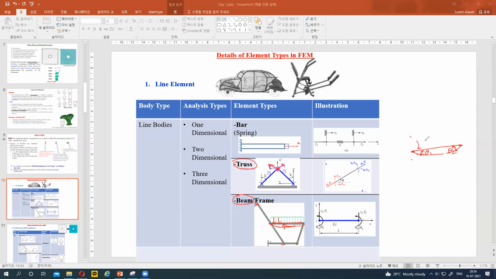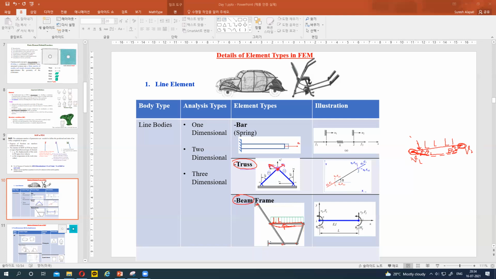So let's say we apply load like this. So x1 and y1, v1 and v2. So at each node we have to find displacement as well as rotation, because this bar is subjected to bending. Bending means the bending direction is there, right? So we have to find the slope also. So at each node we have to find 2 variables. So that one is a beam element.